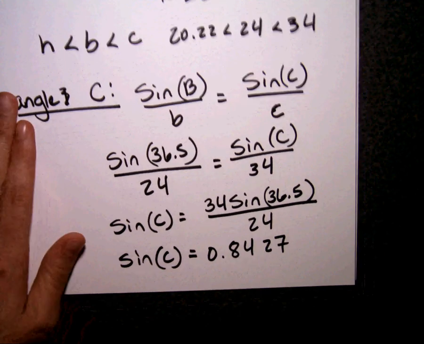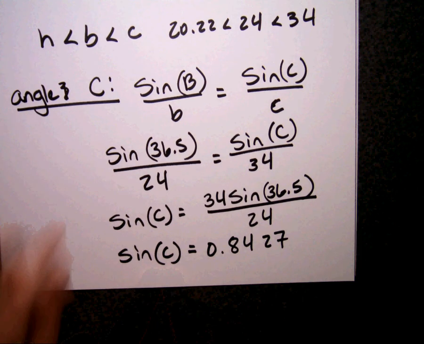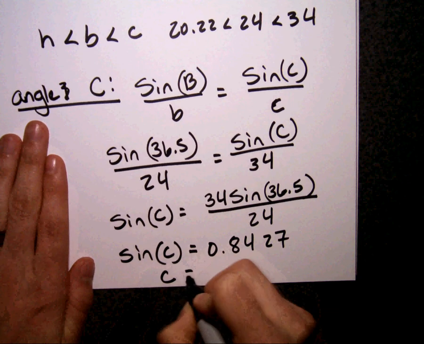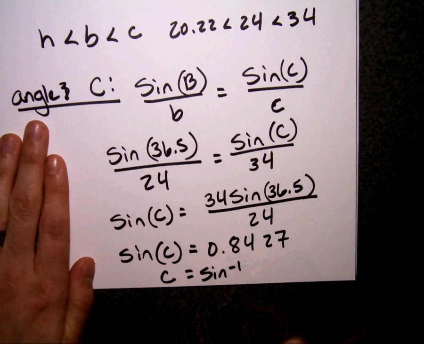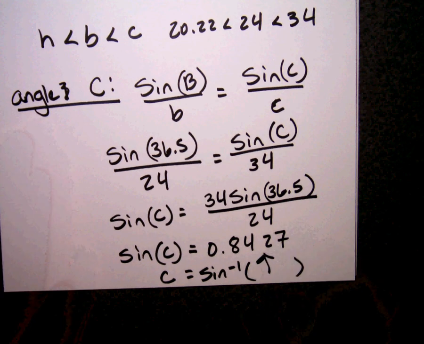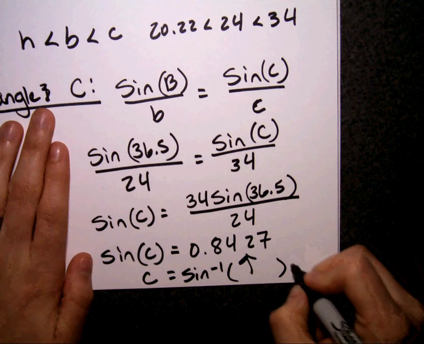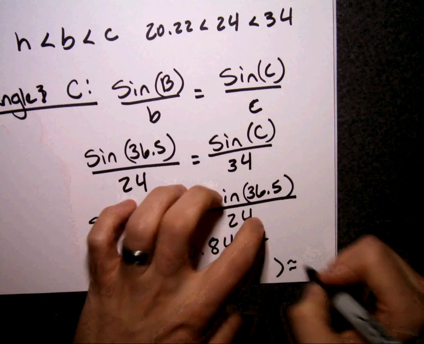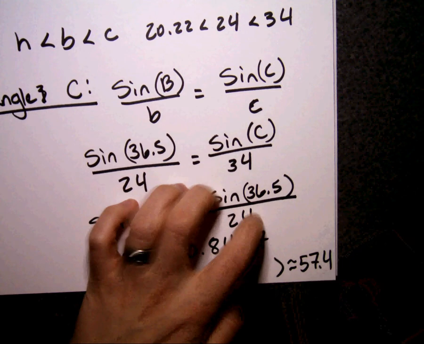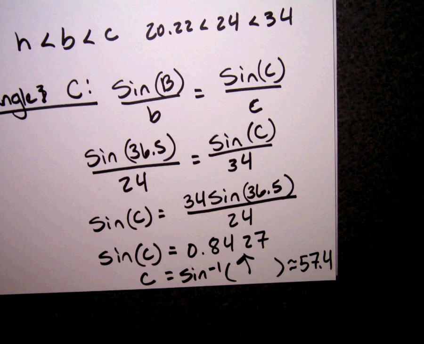But so to find what actually angle C is, I need to use the inverse trig function, right? So angle C is going to be sine inverse of that value that we just got. So putting that in the calculator, sine inverse of that value, I'm going to get approximately 57.4. So we found angle C is 57.4.